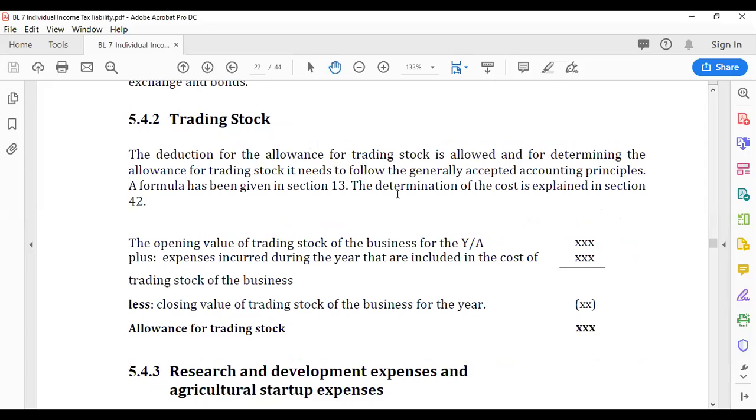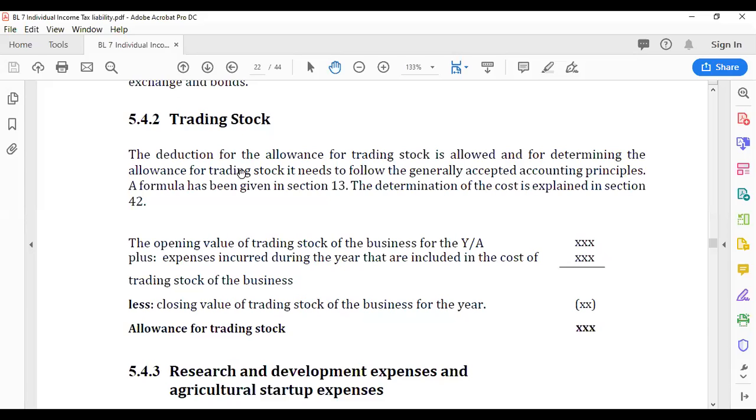So the deduction for allowance for trading stock is allowed, and for determining the allowance for trading stock, it needs to follow the generally accepted accounting principles. It means generally accepted accounting practice in Sri Lanka, which is LKAS, Lanka Accounting Standards, and SLFRS, the Sri Lanka Financial Reporting Framework. A formula has been given in section 13 of the Act. The determination of the cost is explained in section 42.